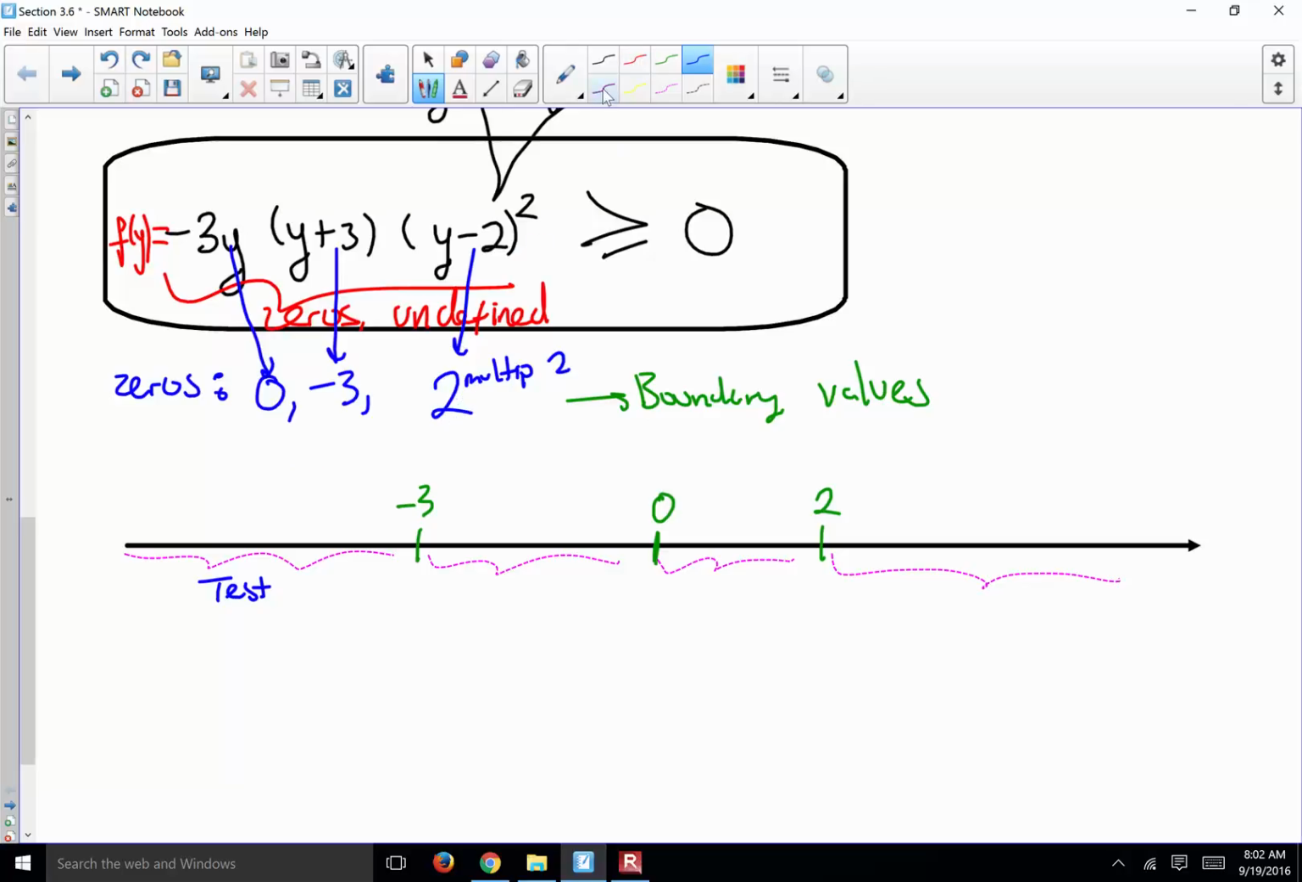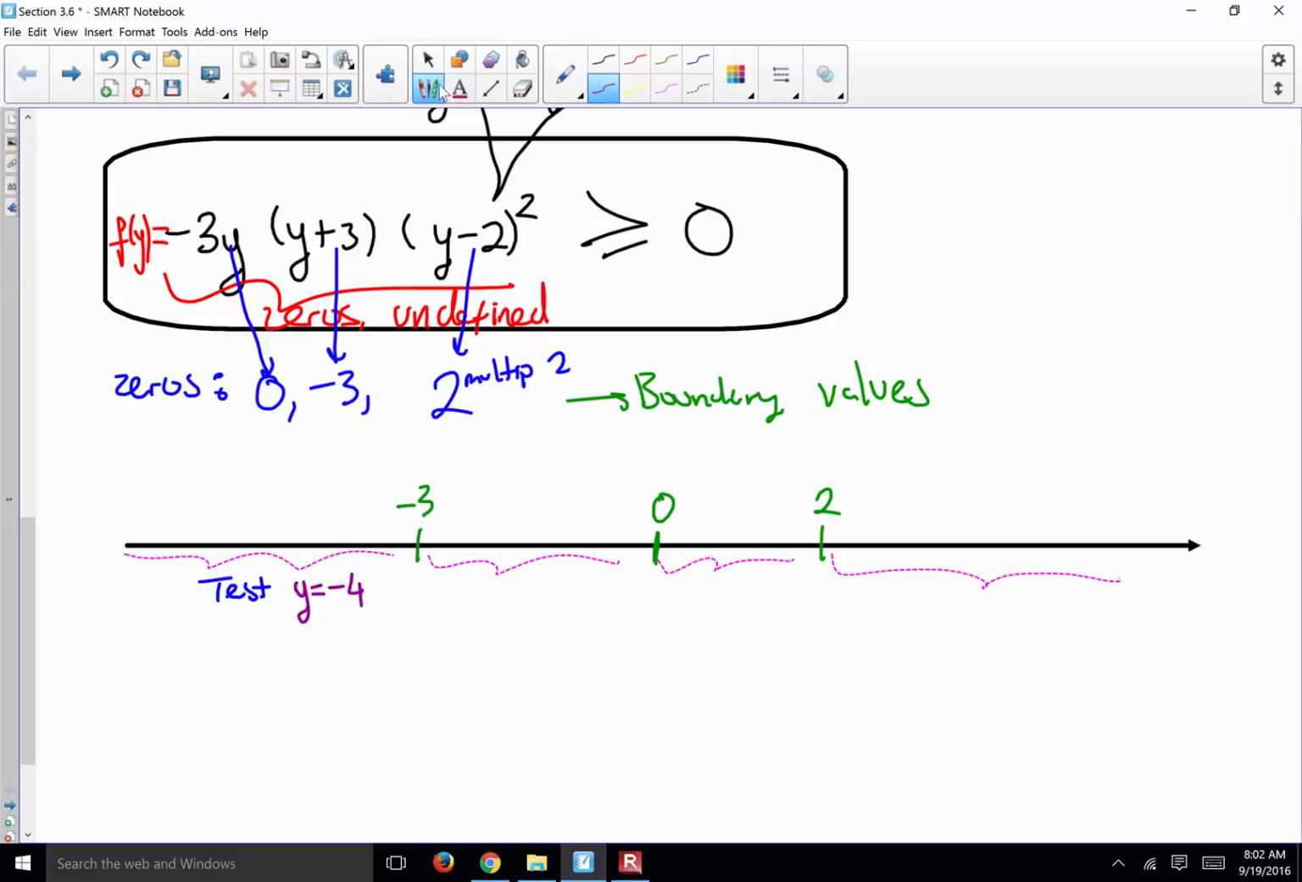Plug a value from that region. So what value would you rather have? Something less than minus 3. Negative 4? Yeah, just take the next whole value, not negative 3.65. It's hard to manage that number here. Just take the whole next number, such as test y equals negative 4 here.